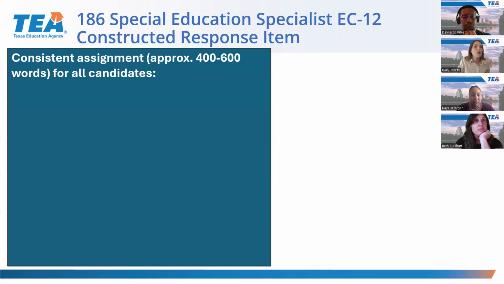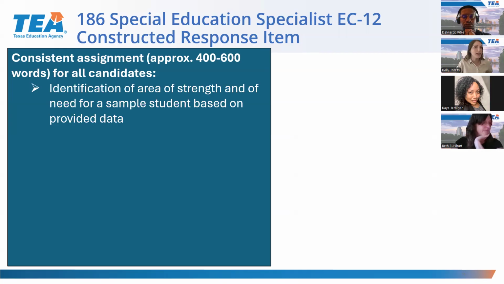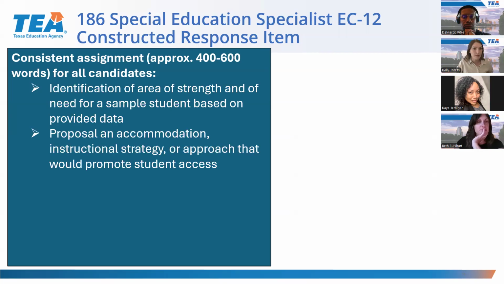All right, so again, candidates in that 5-hour seat time, they're answering 90 multiple choice questions and completing one constructed response. So each candidate just sees one constructed response on their exam. And then although candidates are going to receive information on their CRI about a different sample student, each candidate has the same CRI charge. So candidates are asked to identify an area of strength and an area of need for a sample student. They're also asked to propose an accommodation, an instructional strategy, an approach that would promote the student's access.